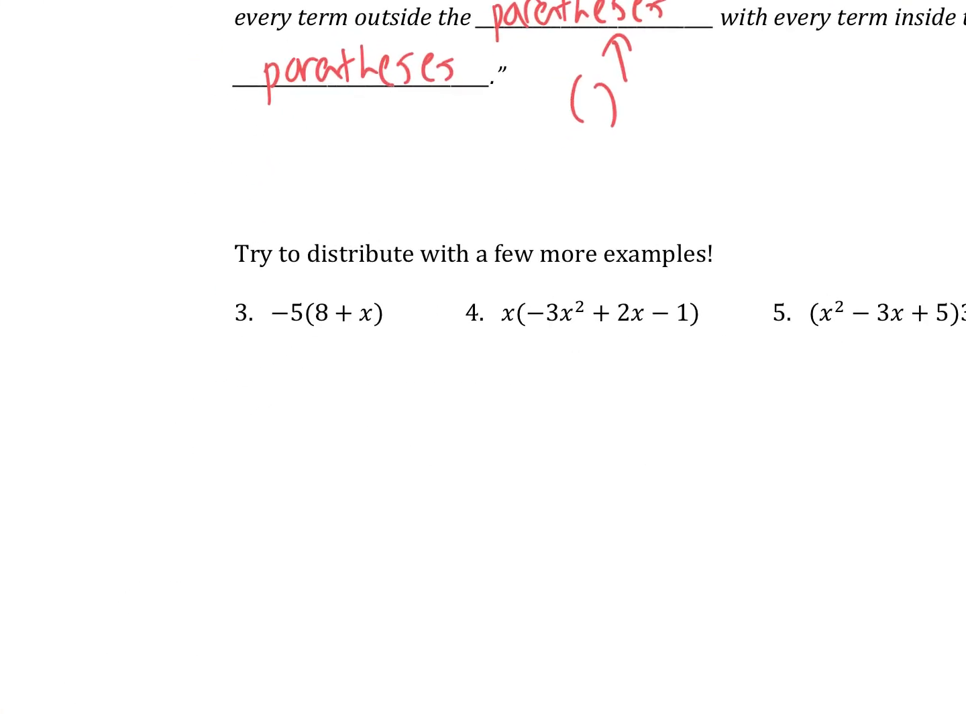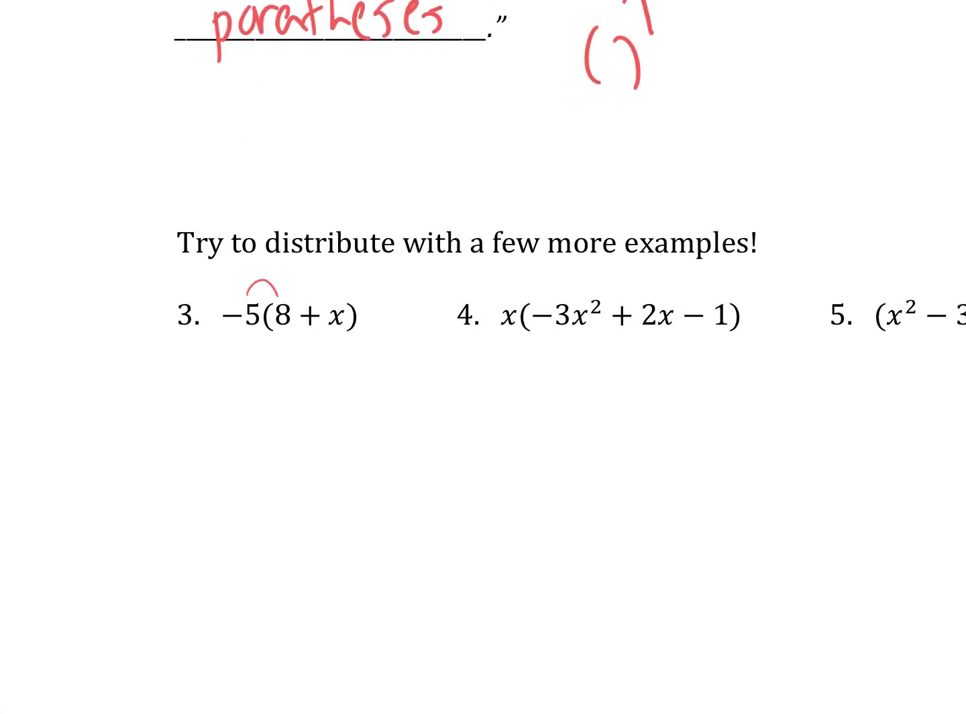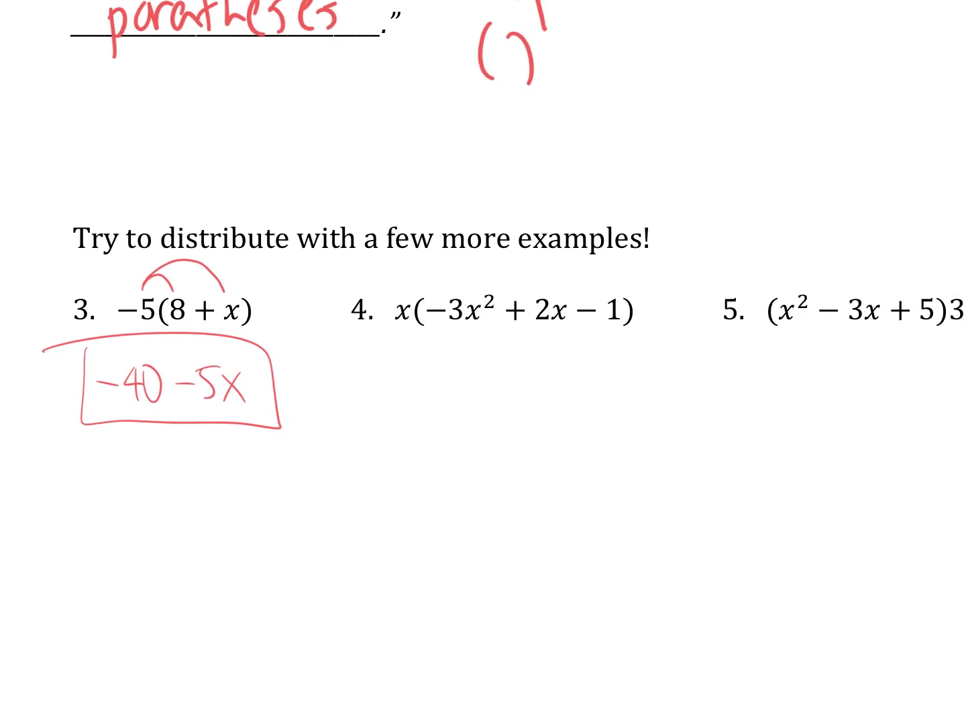Okay, number 3, so we're multiplying negative 5 times 8 is going to be negative 40. Negative 5 times x is going to be negative 5x. And that's it for this. Okay, how about number 4? We're multiplying x times negative 3x squared is going to be negative 3x to the third. x times 2x is going to be 2x squared. And x times negative 1 is going to be negative x. Okay.